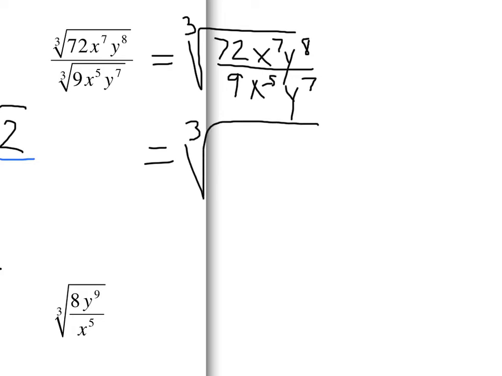So we have the cubed root. 72 divided by 9 is 8. x to the 7th over x to the 5th, you subtract those exponents and you have x squared. y to the 8th over y to the 7th, you subtract 8 minus 7 and you get 1.